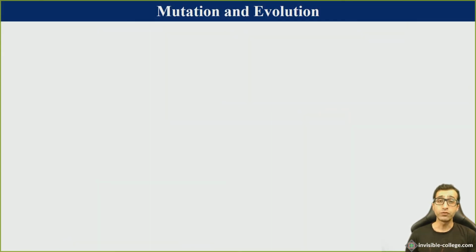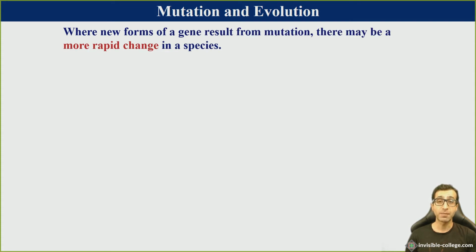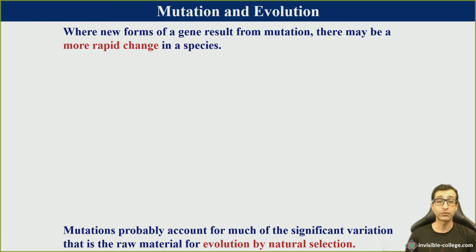Whenever a new form of gene results from a mutation, there may be more rapid changes in a species, and of course, mutations account for much of the significant variation that is the basis for the speciation which occurs in evolution by natural selection.